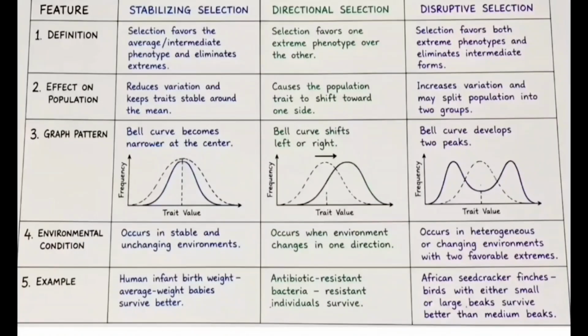Next, disruptive selection, which favors both extreme phenotypes and eliminates the intermediate form. Graph pattern: one peak becomes two peaks. The middle phenotype decreases. Effect on population: increases variation and may split the population into two groups.